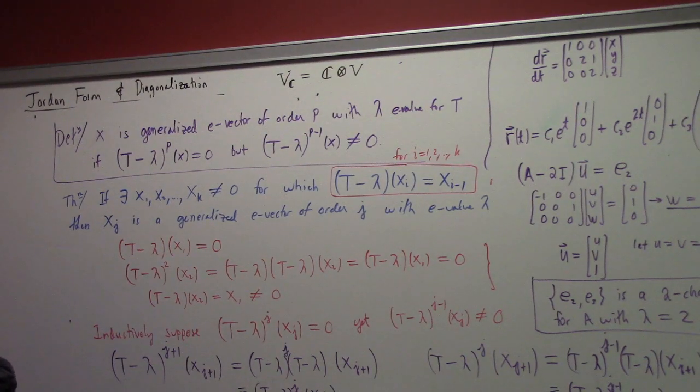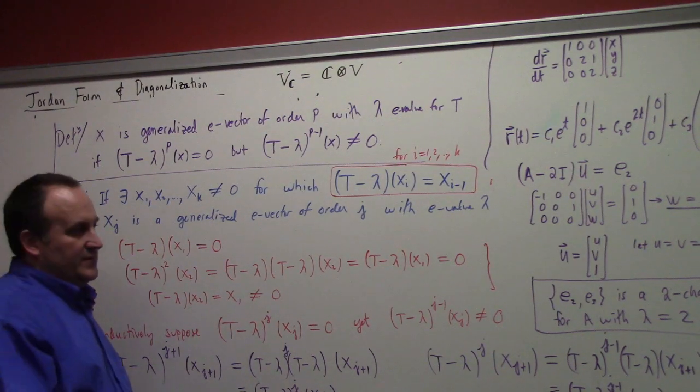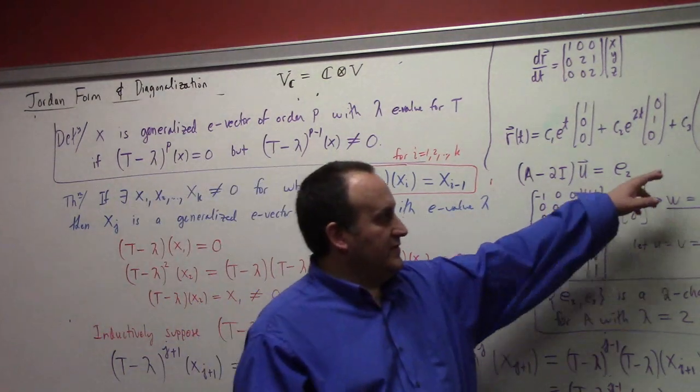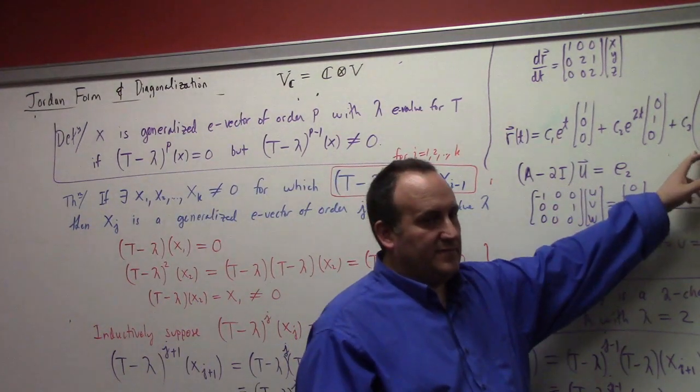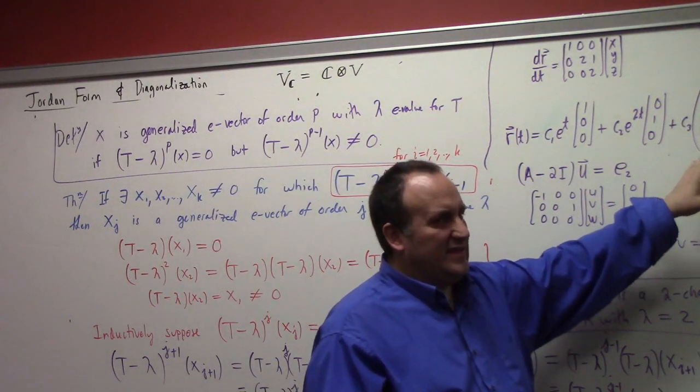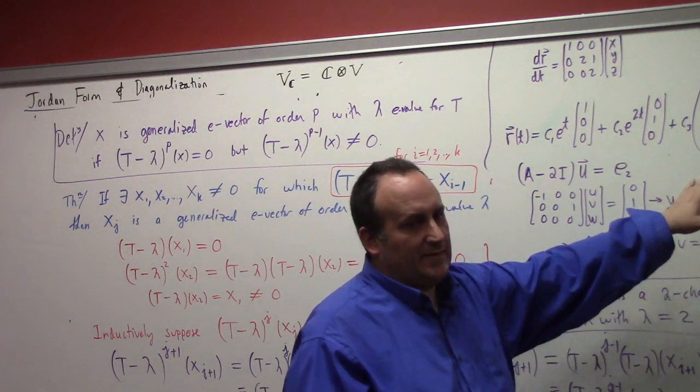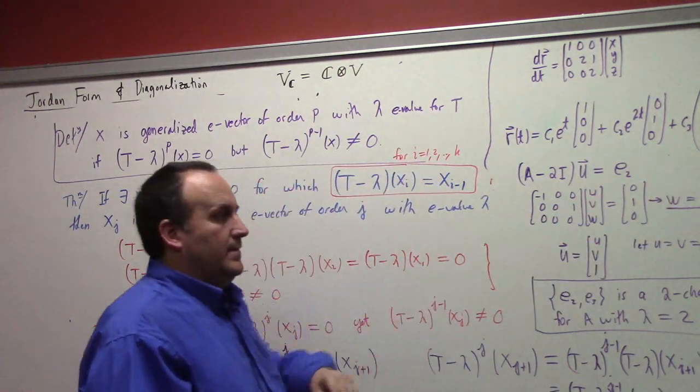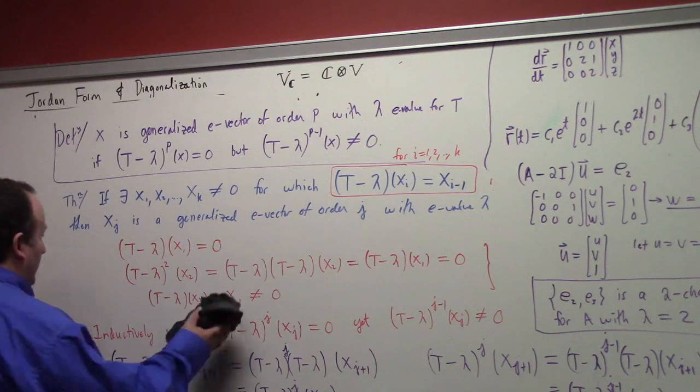So the way you use generalized eigenvectors to calculate the other solution here, it's kind of sneaky. I need about 20 minutes to explain that. I won't do that right now. But let me just tell you the theorem.